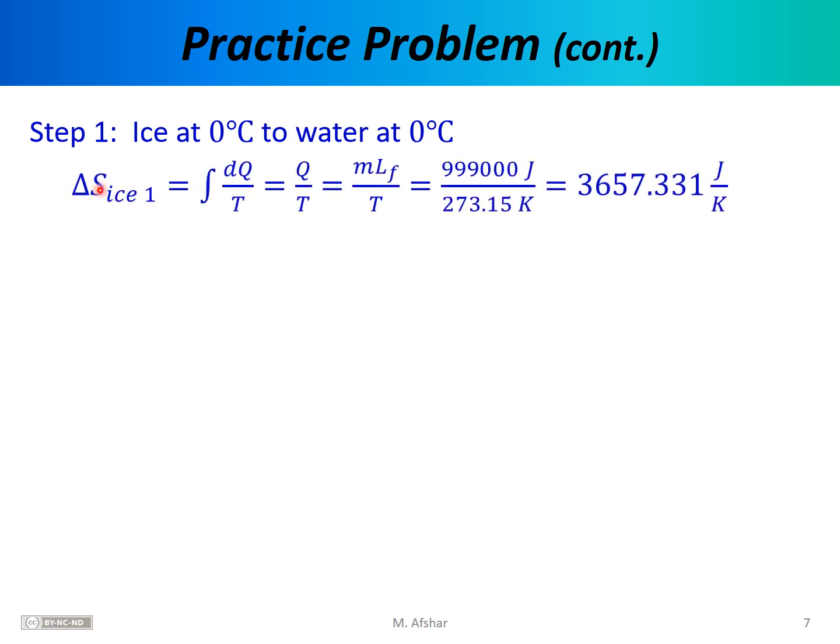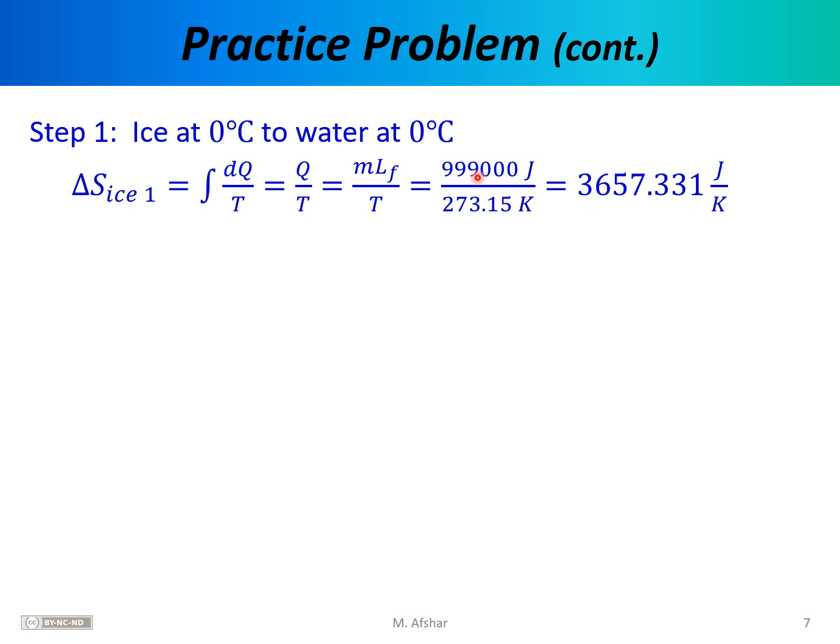The change in the entropy of the ice for this first step is equal to the integral of dq over T. Since the temperature is constant, we can bring it out of the integral. The integral of dq is simply q. Now we are talking about a phase change here, and we know that for a phase change, the amount of heat that is necessary is equal to the mass of the substance times the latent heat. Both of those numbers were given to us in the problem.